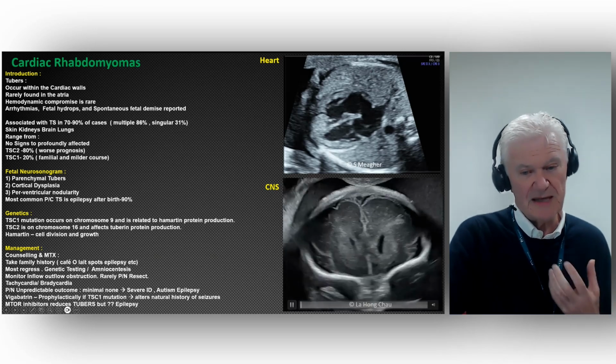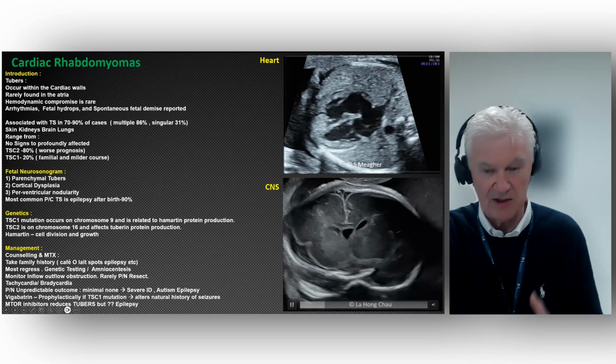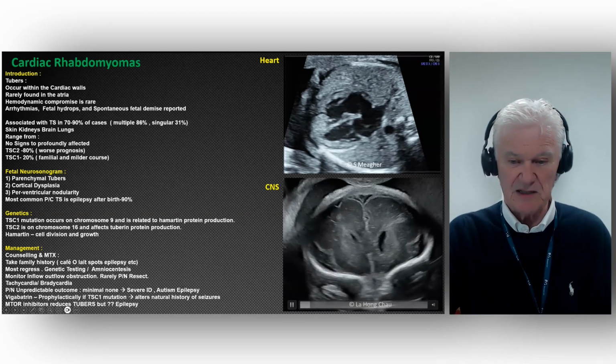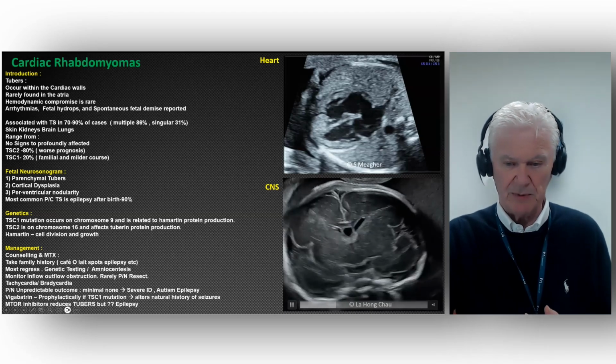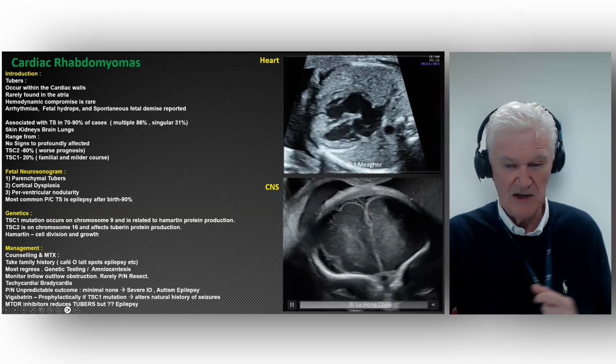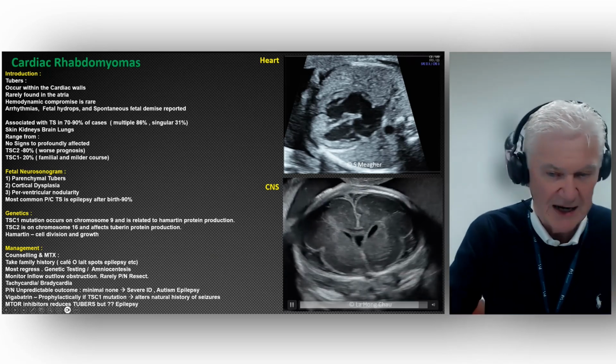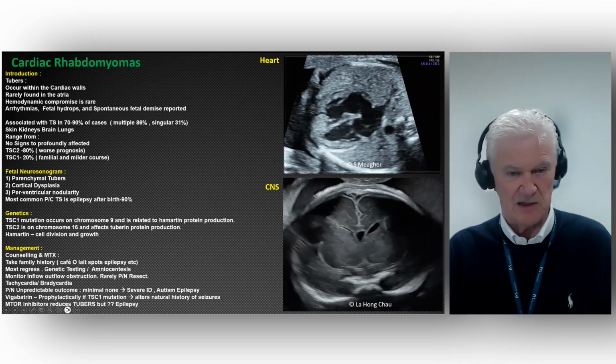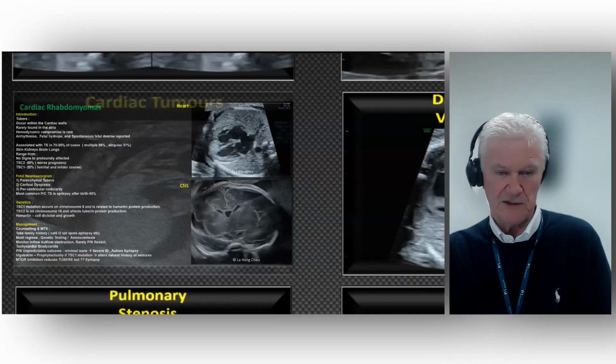So it's important in these babies to look at the brain, because that's what I worry about. This is a baby with multiple parenchymal tubers on the right and left side and posterior to the cavum septum pellucidum. So when I see tubers in the brain in these babies, that's when I get concerned about tuberous sclerosis.